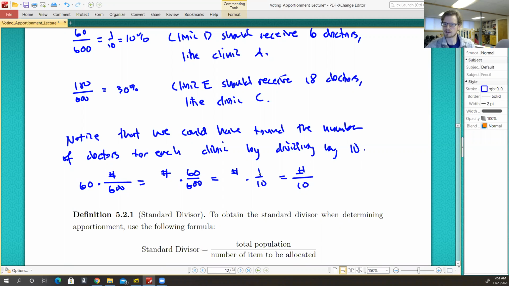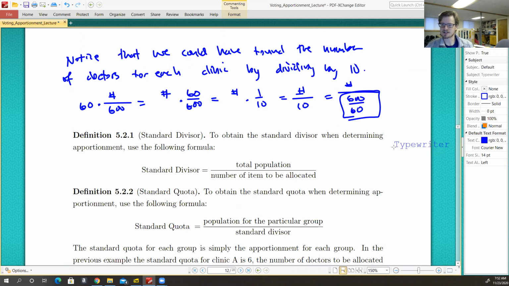Okay, so what is this here? When I go from number times 1/10 equals number divided by 10, I can think of it as multiplying across, or I can think of it as taking this number and dividing it by the 600 divided by 60. So if we take the number of patients seen each week divided by this number, we get the number of doctors that go to each clinic. And this number here is of particular interest to us. This number is called the standard divisor.